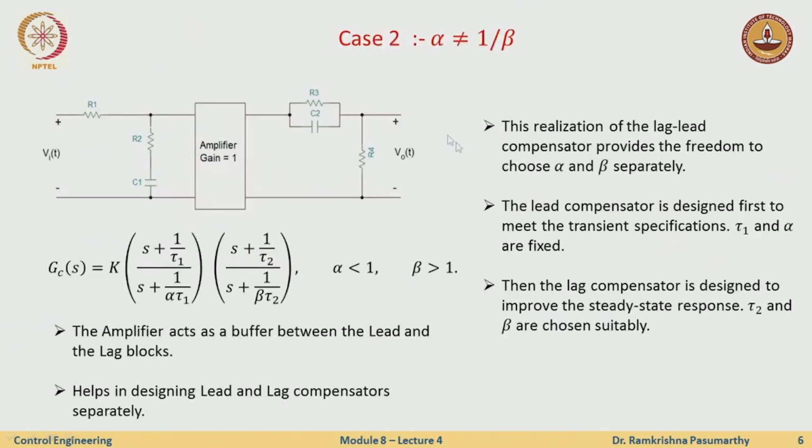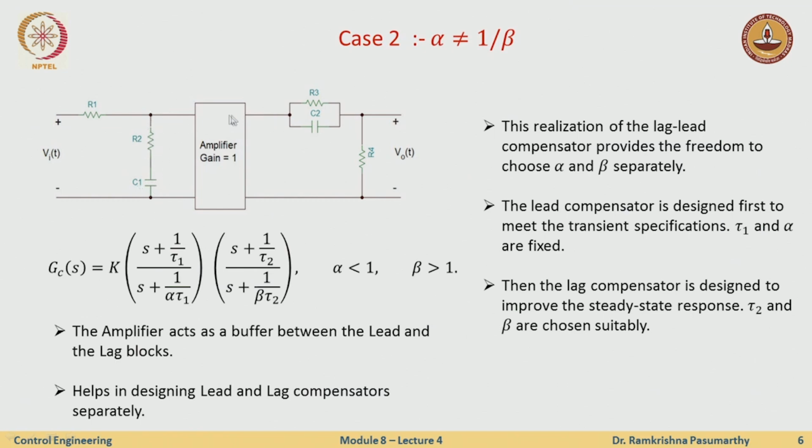Okay, in the next case I would want to choose my alpha and beta separately in such a way that alpha times beta is not 1. First, let us look at how the series cascade of these two compensators looks. To maintain this transfer function, I would have to ensure that there is no loading at the output of system 1, right.